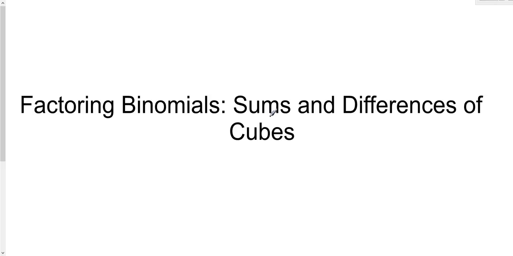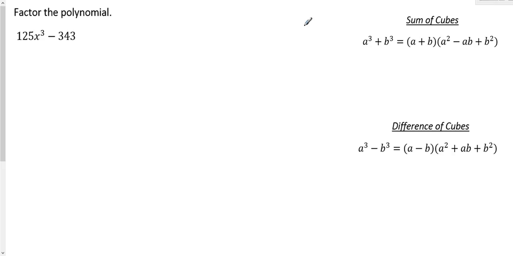Alright, so now I want to explore factoring binomials. The specific kind of binomial I want to look at is a special type, or actually two special types. One called a sum of cubes and one called a difference of cubes. Alright, so here are the formulas actually. The sum of cubes formula, it's a sum, the signs are the same. And a difference of cubes formula, it's a difference, they have opposite signs.